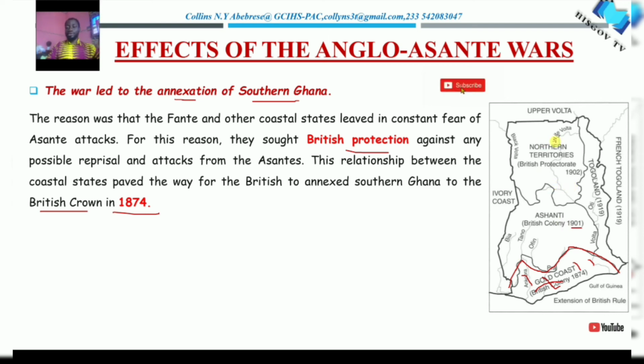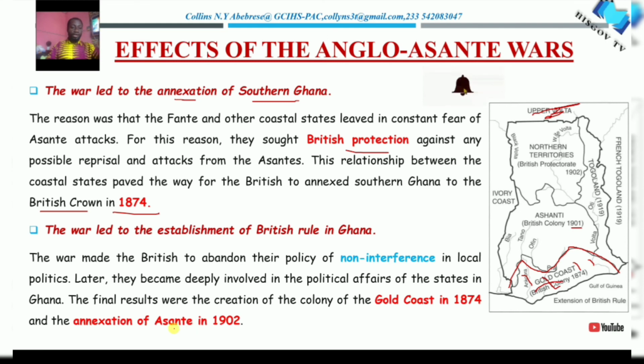Okay, and the British wanted to protect these areas because of the French, who were somewhere here, in Upper Volta, that is present-day Burkina Faso. So because of the wars, finally, the whole territory, from the Northern Territories, the Ashanti colony, and the Gold Coast, were brought into the British Crown. By 1901, the whole of present-day Ghana was colonized, with the exception of Togoland, which was a mandated territory. Good.